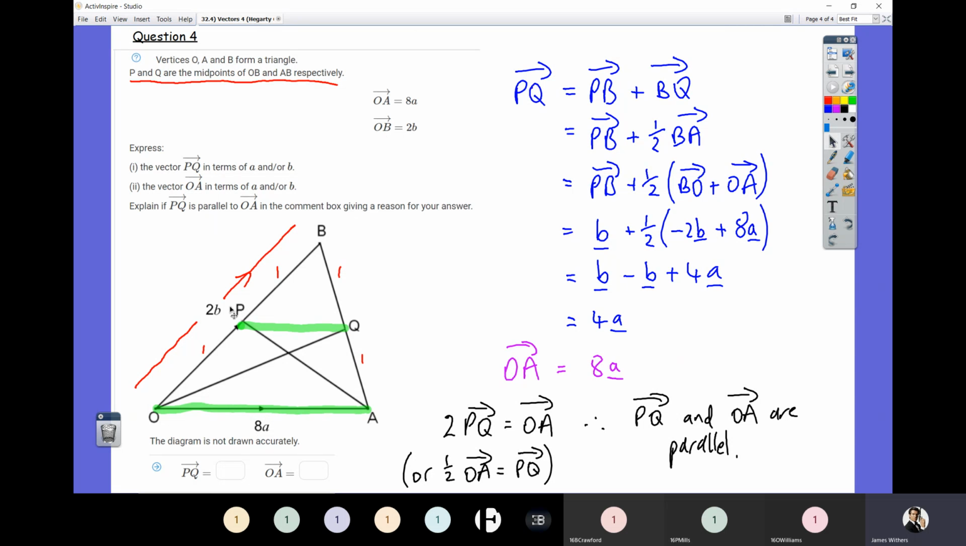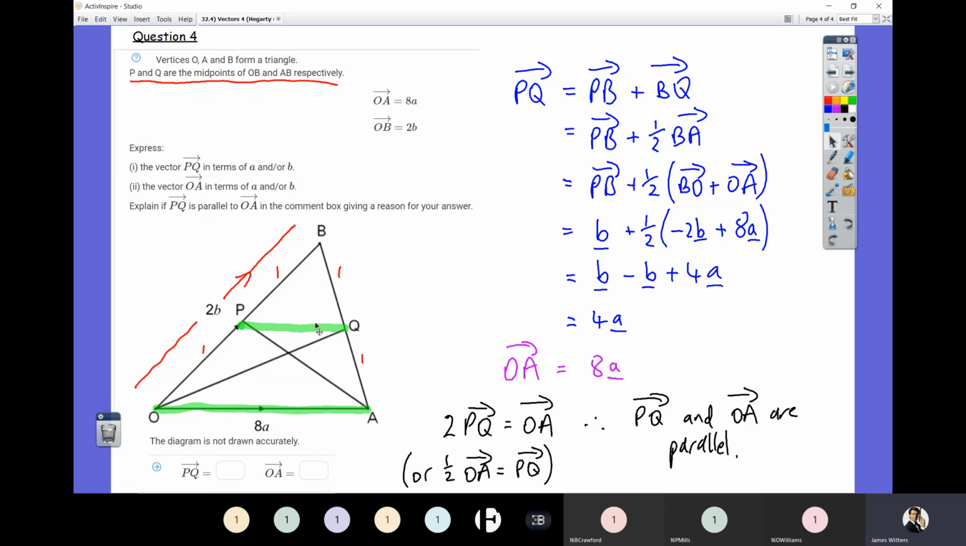So let's go and see what they're asking us to do. We've been asked to work out the vector PQ and the vector OA and conclude whether they are multiples of the same vector. Now, straight away, we can obviously see that OA is 8a. So when we do our workings for PQ, as long as we finish up with a multiple of a, it is parallel. If we had some b's in there, then it isn't parallel. So let's go and work out what P to Q is. 2 ways you could go. You could go this way, P to O to A, and then A to Q. I'm going to go the shorter way.